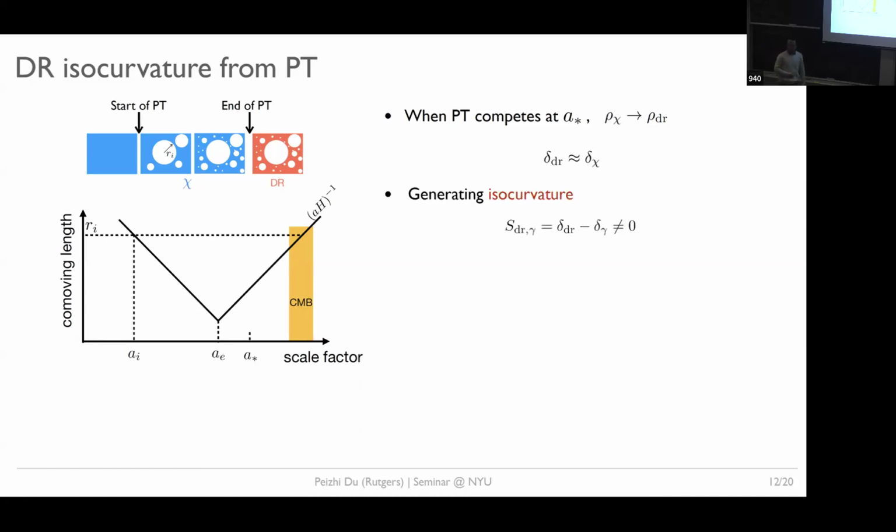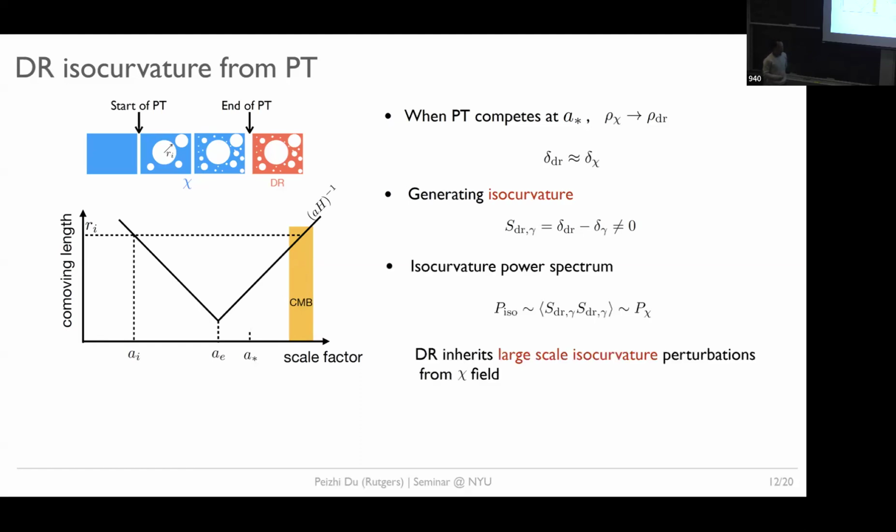And that generates isocurvature. So what is the definition of isocurvature? There's a gauge invariant way to define isocurvature: it is defined by this relative entropy perturbation, the entropy of one species relative to the other. In this case, we can write it as delta of dark radiation minus delta of photon, because photon is our reference species. And in this case, it's not equal to 0, because the density perturbation for the dark radiation comes from the Chi field, which is not sourced by inflation, like the inflaton. That's why these two are not the same. So there's a net isocurvature in dark radiation.